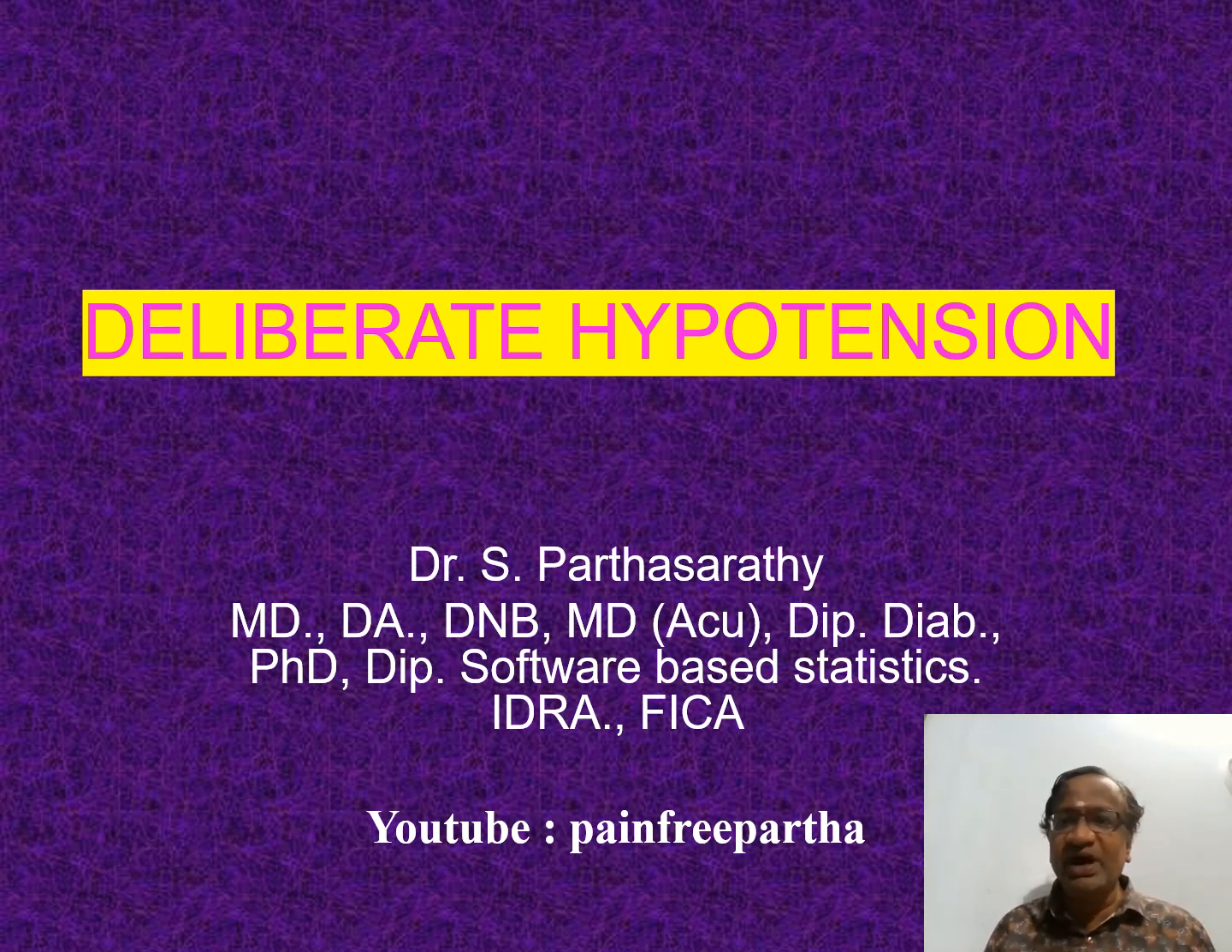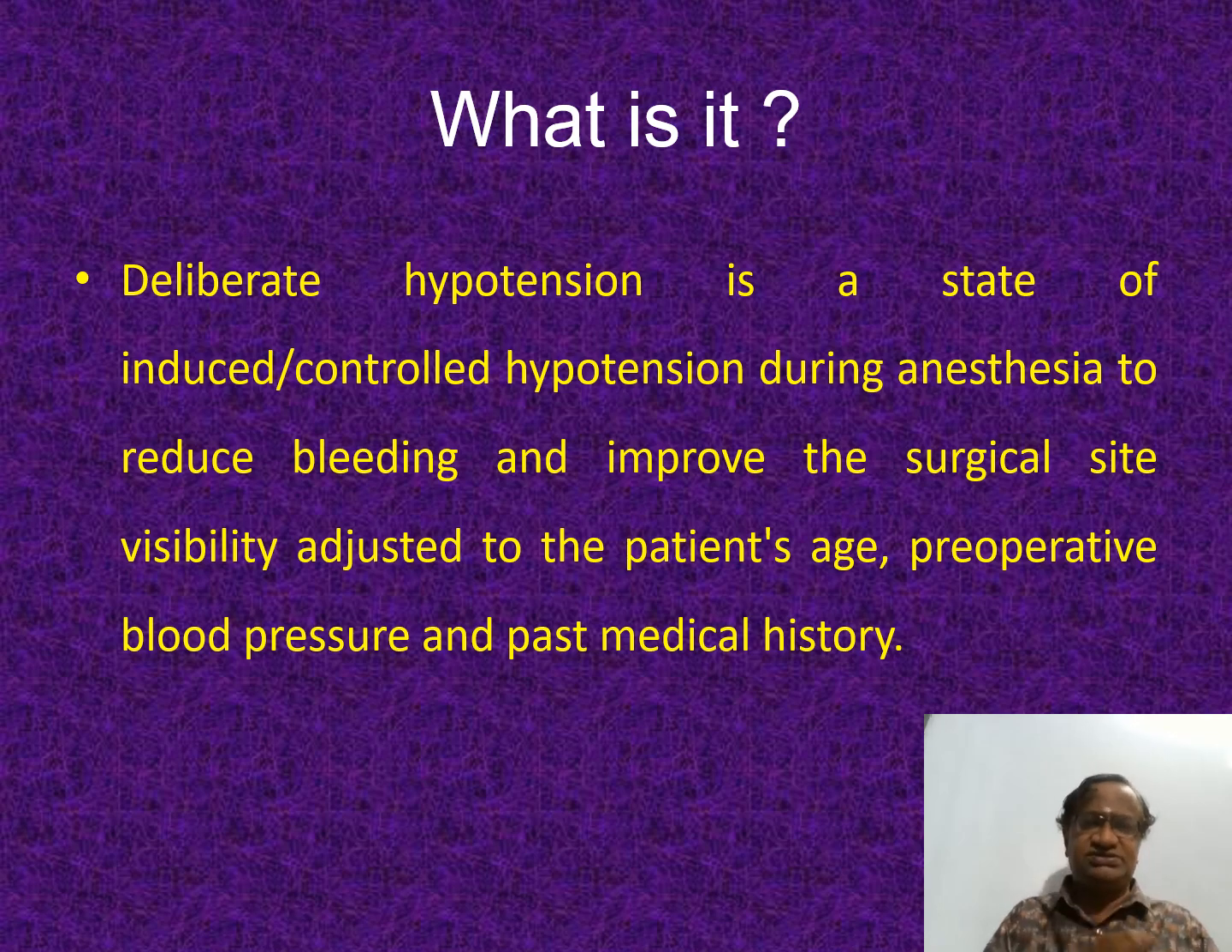Today's topic is about deliberate hypotension or controlled hypotension, with some simple technical examples. Okay. Now, what is this? Deliberate hypotension is a state of induced hypotension. We are inducing BP to fall, but also we are controlling how much BP should fall. These are the two words. One is that it is induced. Another is that we are controlling the BP fall.